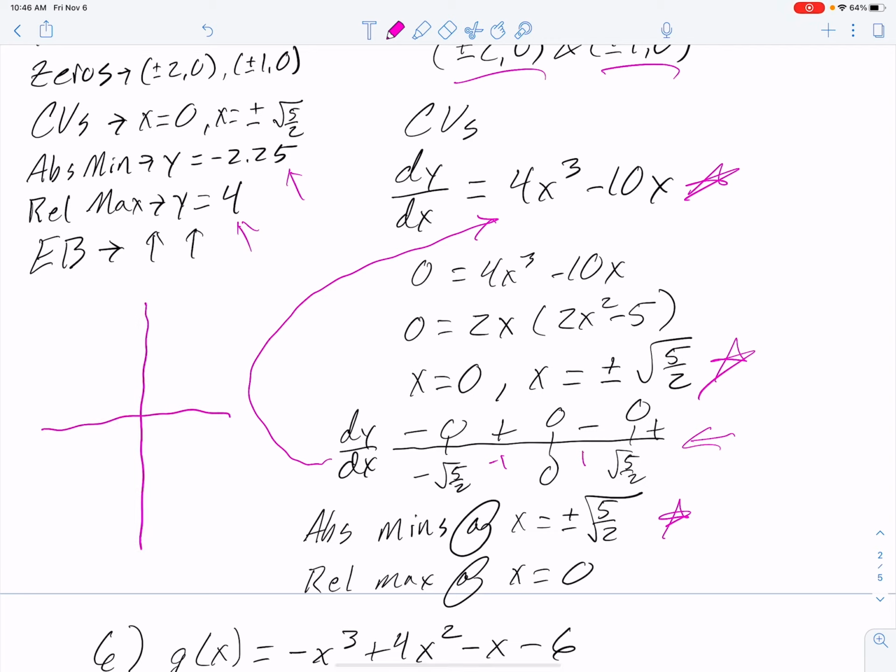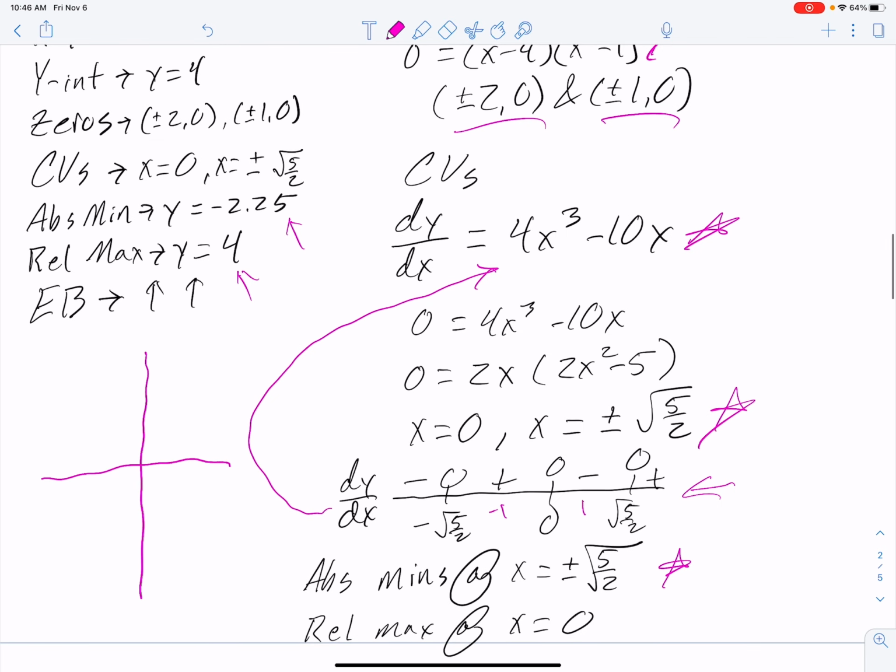And so again, when I sketch my graphs, I try and look at kind of my key values. I've got zeros at 1 and 2, at -1 and -2. And I'm just basically giving myself points to hit, okay? I've got my relative max at 0, 4.